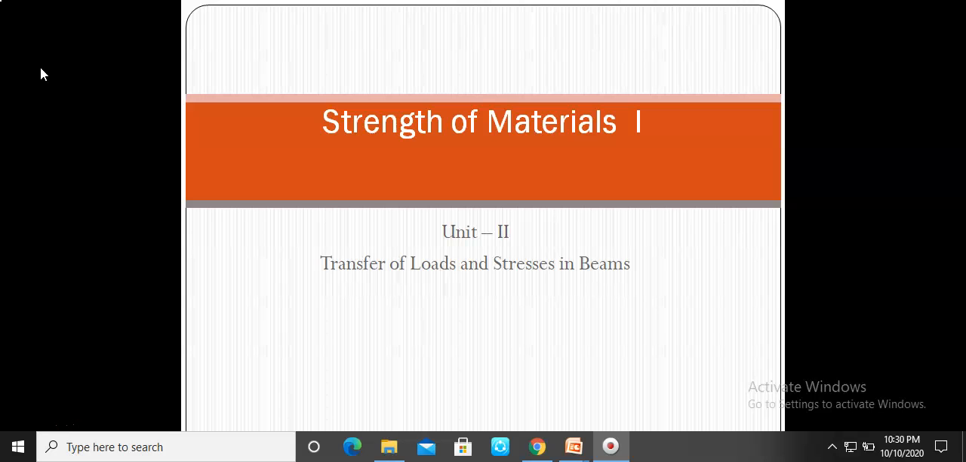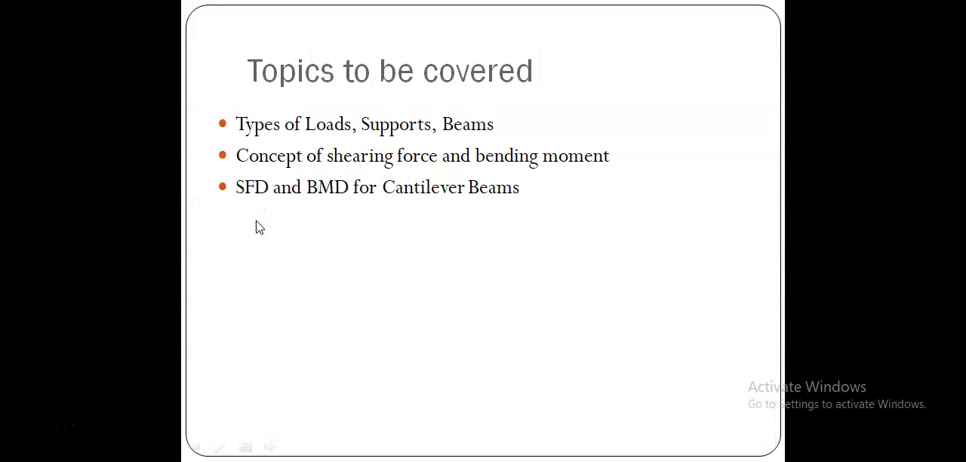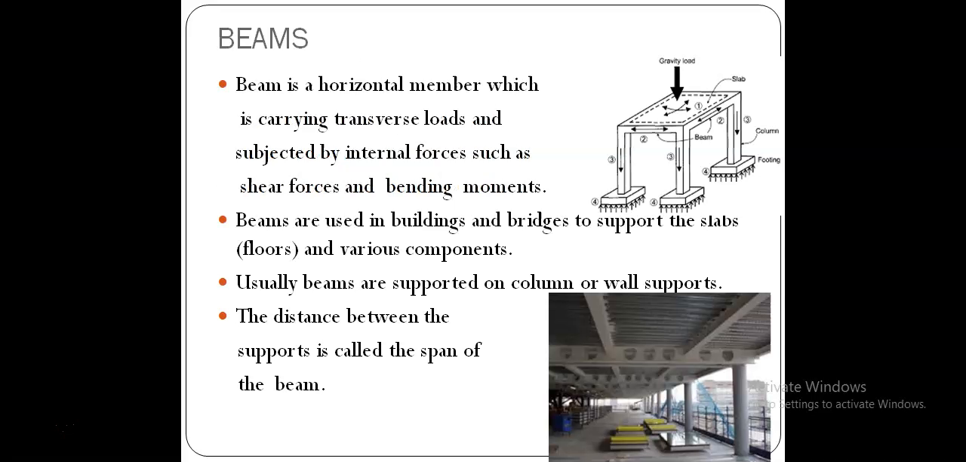Let us see unit number 2 in this Strength of Materials 1 subject. So what are the topics to be covered in this unit number 2? Here the first one is the types of load, supports, beams, the concept of shearing force and bending moment, SFD and BMD for cantilever beams. So these are all some topics to be covered in unit number 2.